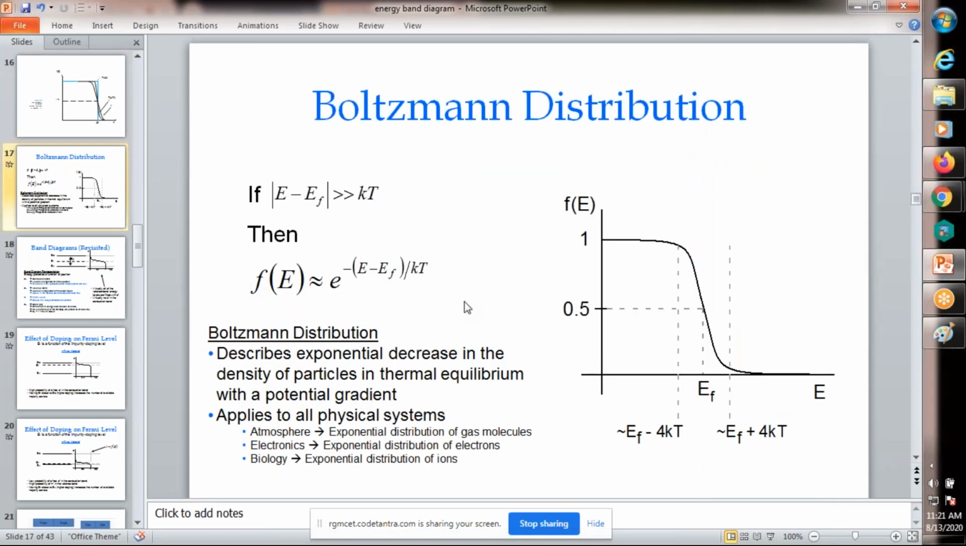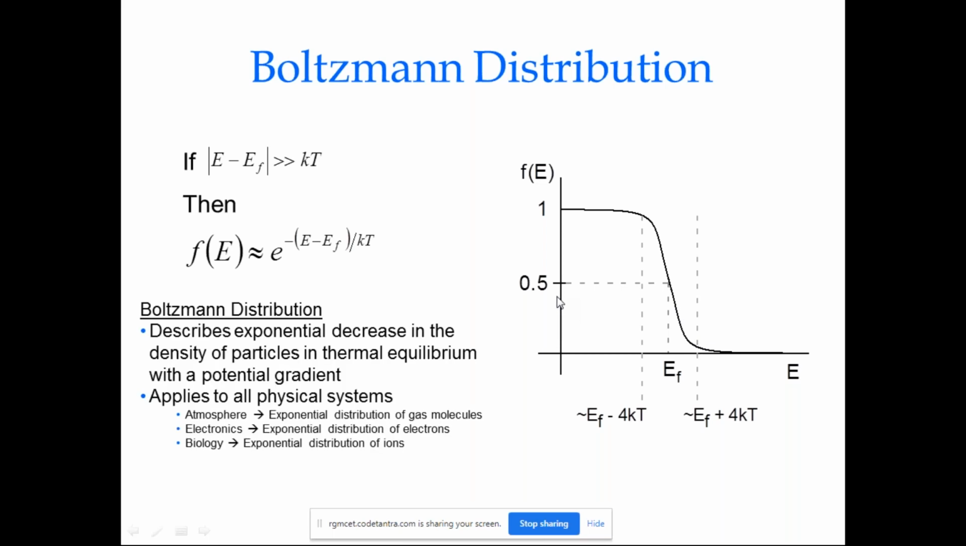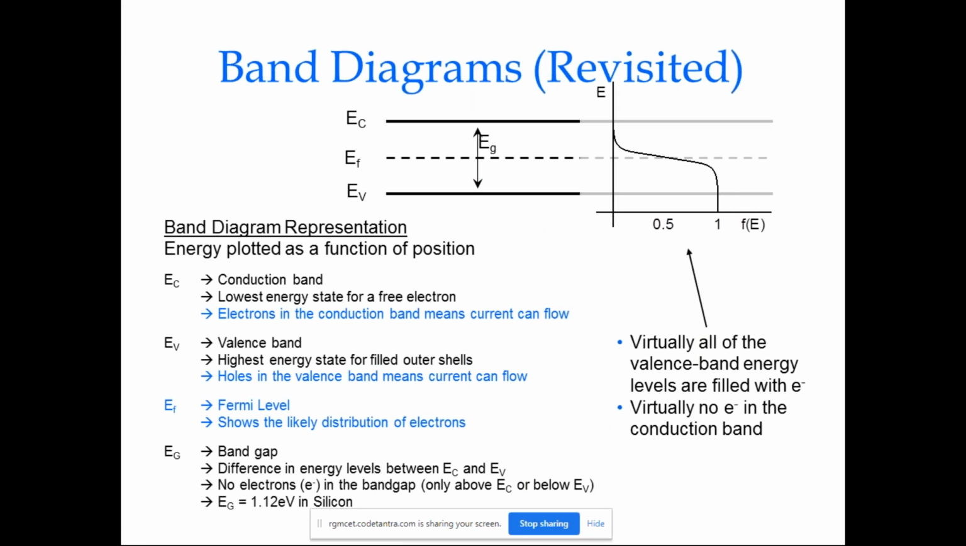And the second one is the Boltzmann distribution, again a scientist's name. Within this area, the Boltzmann distribution applies. The slope changes here, and whenever the slope changes, some energy states are available.